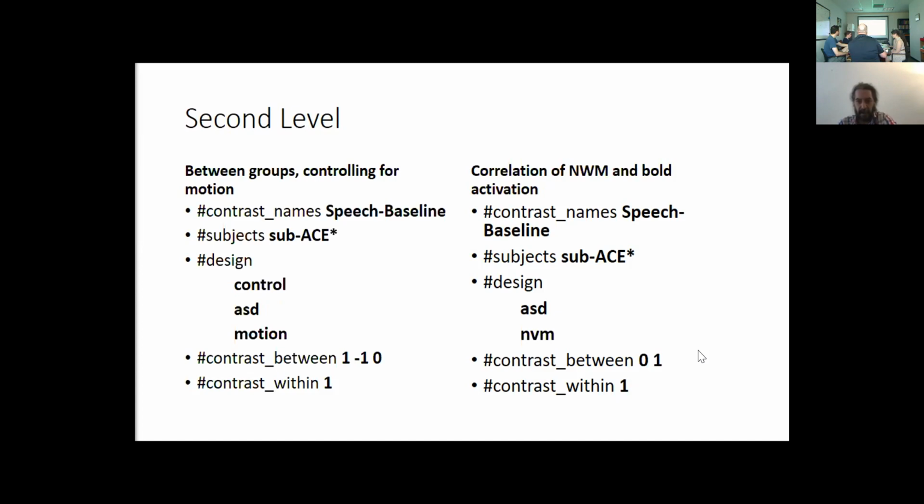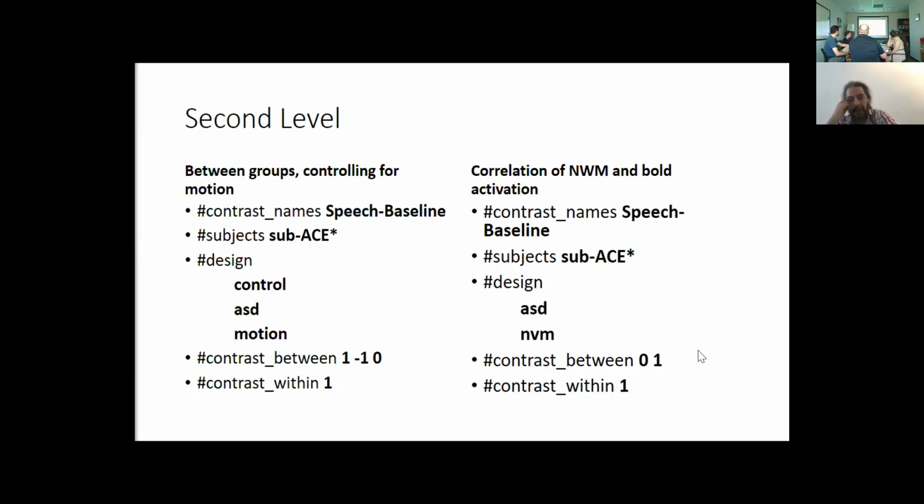That is looking at the correlation between activation, the speech minus baseline contrast, and the NVM covariate within that group only. And I'm not sure if I want to, but if I wanted to add age as a covariate of non-interest here, I would make a specific ASD age category where I only had values, just to be safe, only for the ASD group, NA for the control group, and then my contrast would be 0, 1, 0.